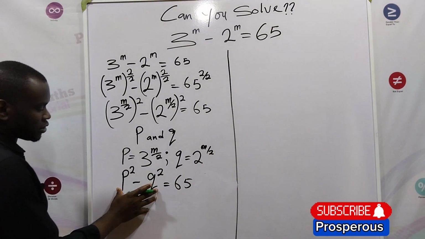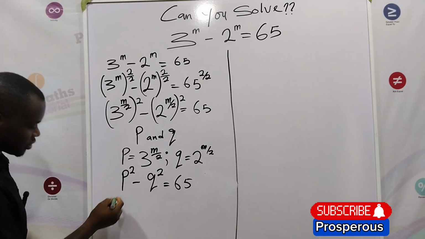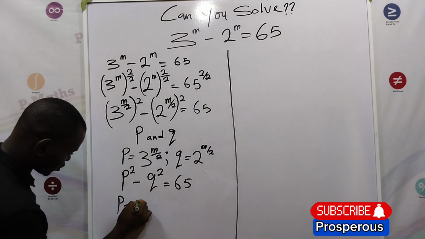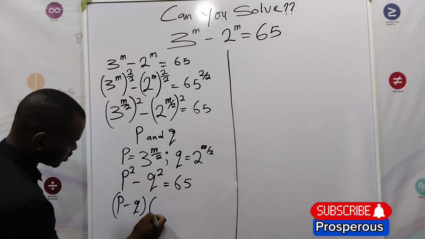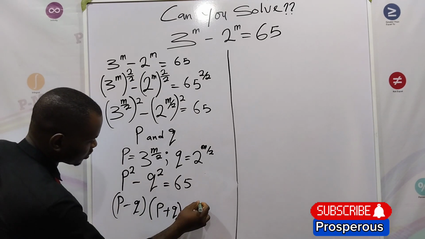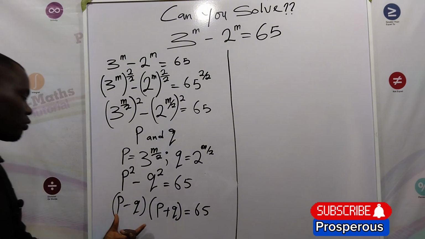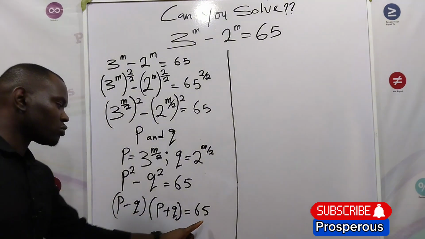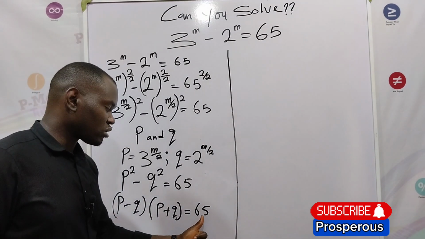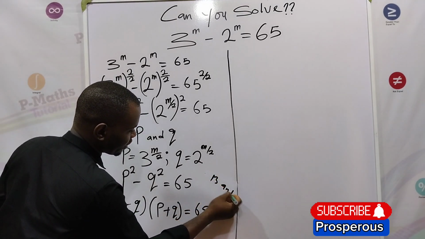So next, we simplify the difference of two squares. We have difference of two squares, so let's factorize. You have the knowledge of difference of two squares very well, right? So we have to say that p minus q times p plus q equals 65. All right. So next, we have to compare these multiples to the multiples of 65. Get two factors of 65 that you multiply to get 65. Let's use 13 and 5.